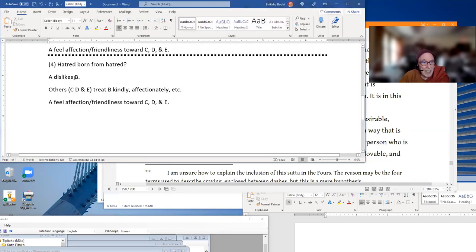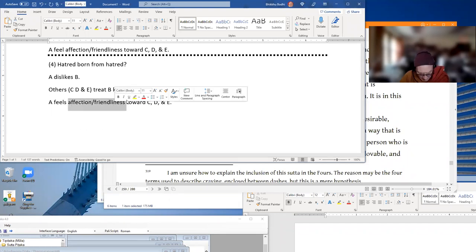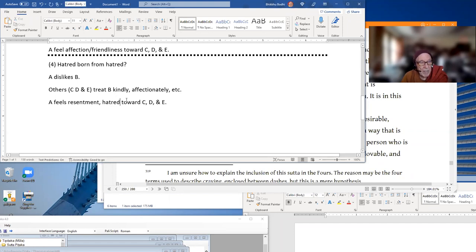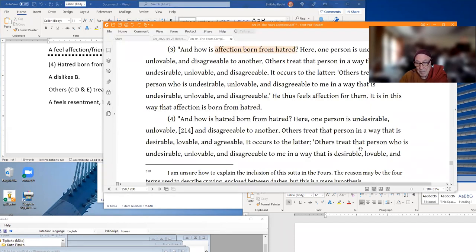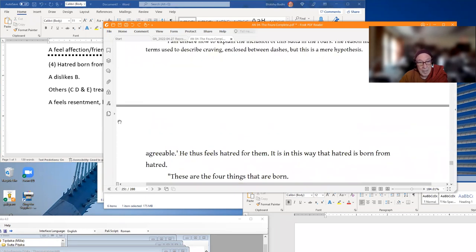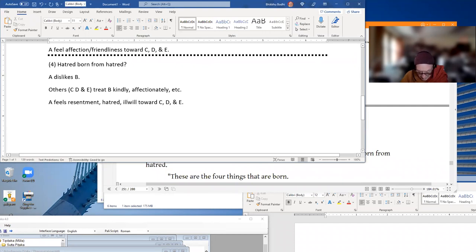Okay, so A dislikes B, and then others treat B with kindness and affection. And so because A dislikes B, A will feel resentment, hatred, ill will towards C, D, and E. And so this is how hatred is born from hatred. Because I have hatred for B, others treat B nicely, so I feel hatred towards C, D, and E.